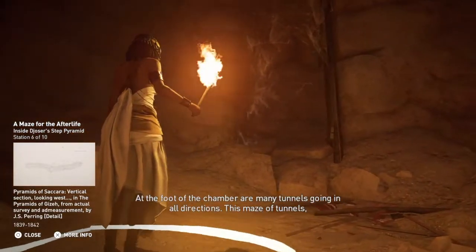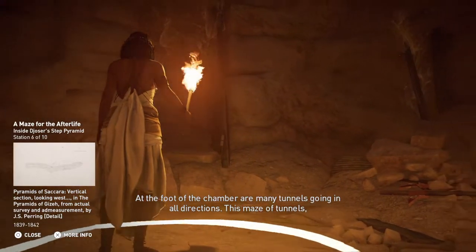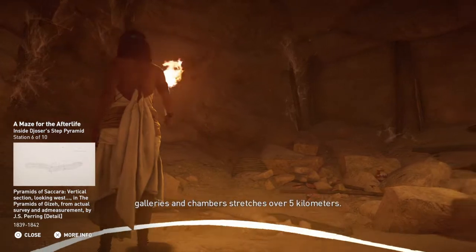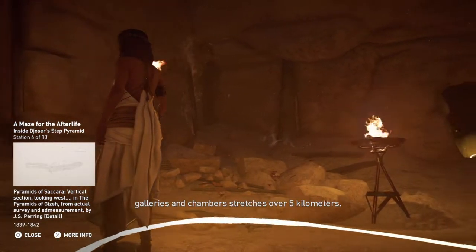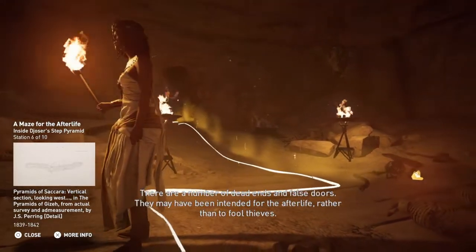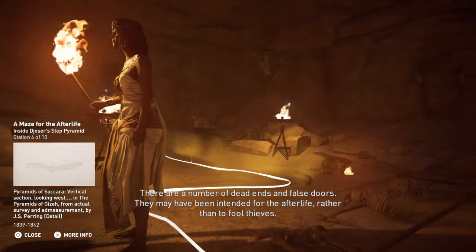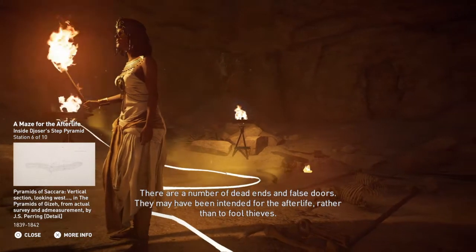At the foot of the chamber are many tunnels going in all directions. This maze of tunnels, galleries, and chambers stretches over 5 kilometers. There are a number of dead ends and false doors. They may have been intended for the afterlife rather than to fool thieves.